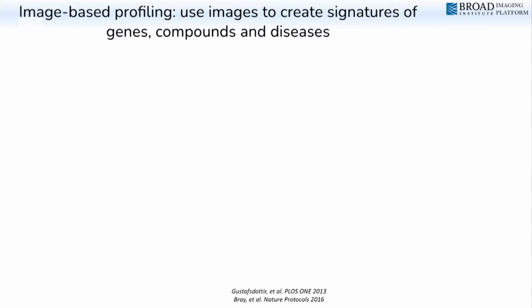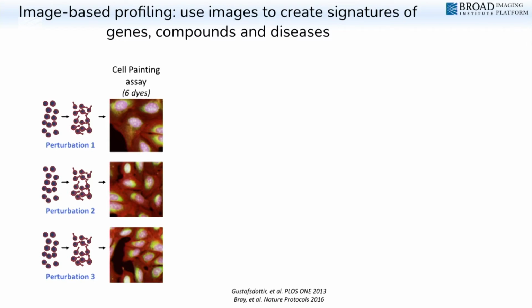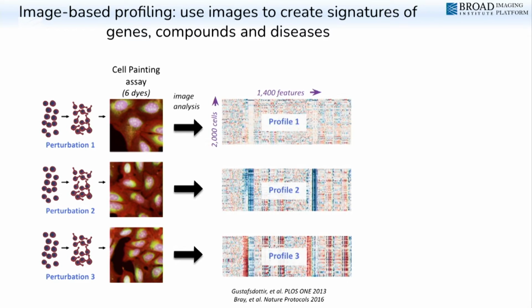In image-based profiling, we use these images to create signatures of genes and compounds and diseases. So this is the most important slide, just to get the concept of what we're doing here. We have many perturbations, usually hundreds of thousands. And as I said, they can be patient cell lines or compounds or genetic perturbations. We carry out some kind of imaging assay. We often use cell painting, and I'll talk about that in a second. And then we extract features. Again, they can be classical features, or they can be deep learning-based embeddings that allow us to capture the information content of the image.